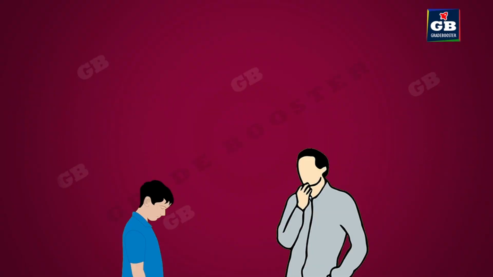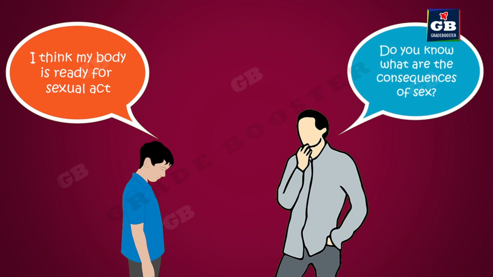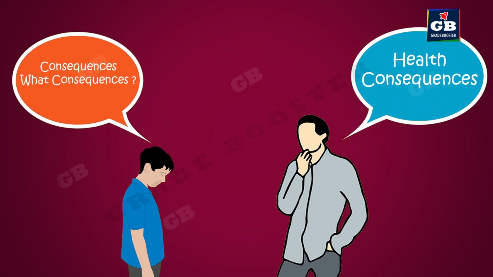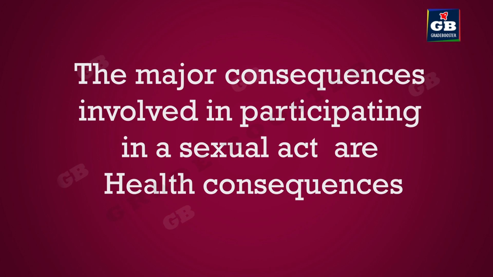Reproductive health. My reproductive system started producing sex cells. Can I participate in a sexual act and produce babies? No. Before you participate in a sexual act, you should consider the possible consequences. What are the consequences involved in participating in a sexual act? The major consequences involved in participating in a sexual act are health consequences.